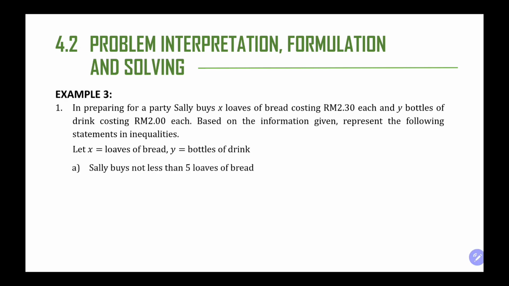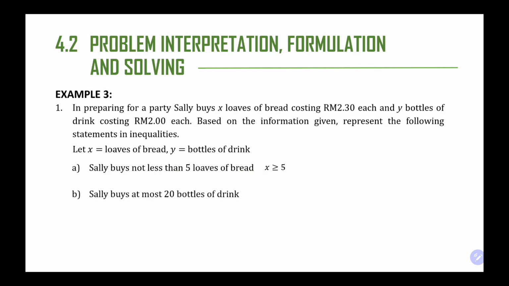Okay, first, we have Sally buys not less than 5 loaf of bread. Loaf of bread refers to X. So, not less than means greater than, and since we have put not, we put equal sign. So, X greater than or equals to 5.